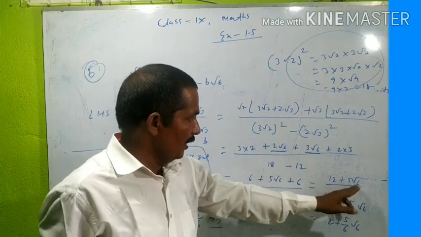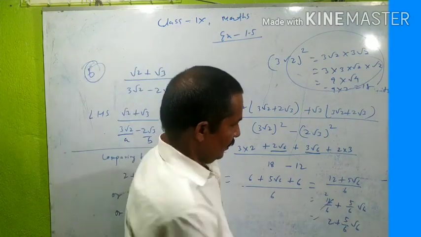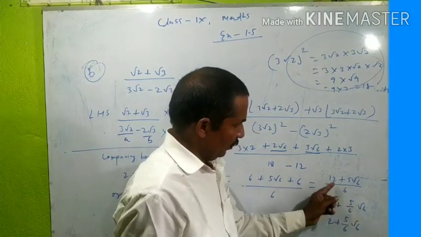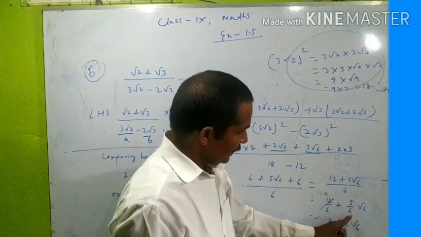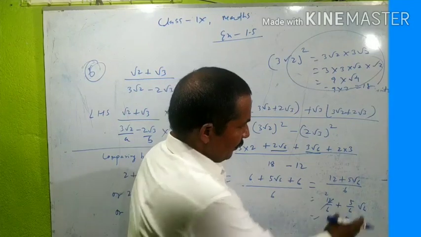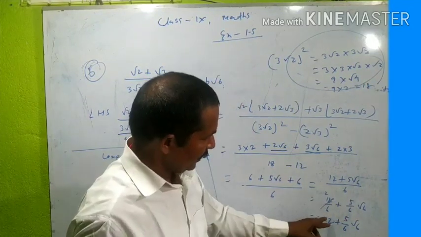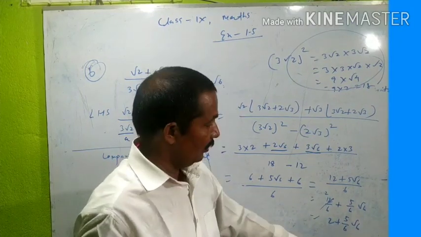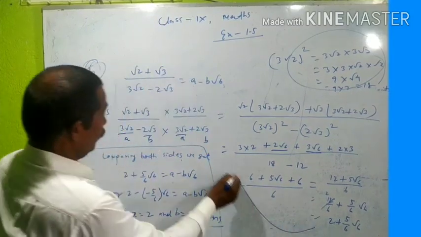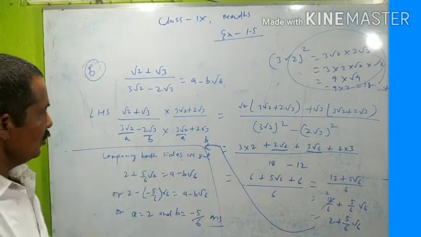5 root 6 by 6 and 12 by 6. I have written them separately: 12 by 6 plus 5 root 6 by 6. Now 12 by 6 is 2, and 5 root 6 by 6 is left here. Now we are going to compare. Look here, comparing both sides means LHS is equal to RHS.